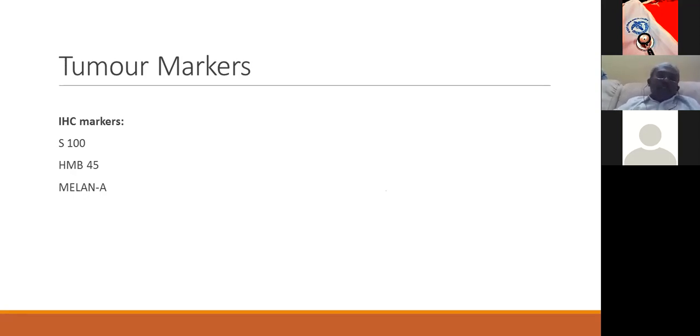Now, these are the potential immunohistochemical markers rather than tumor markers. Tumor markers are what you see in blood. Otherwise, what you mentioned are immune markers. That's the right word. Go ahead. Go to the next slide.